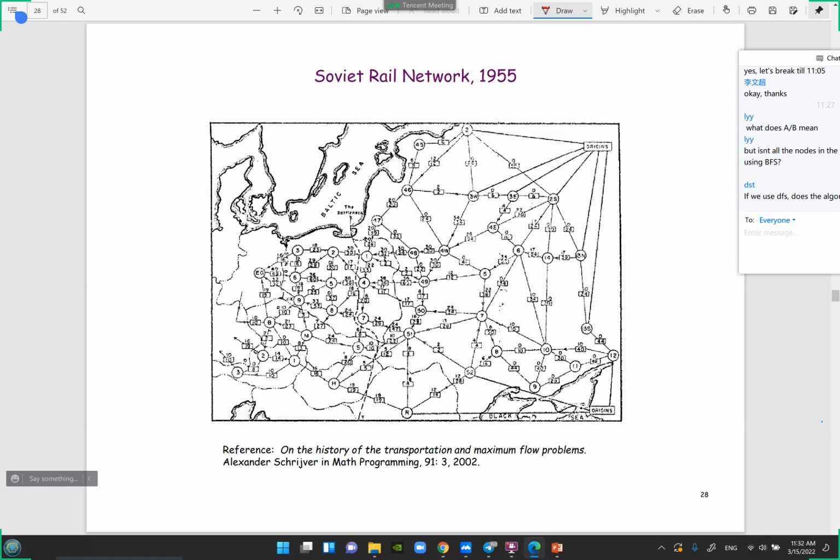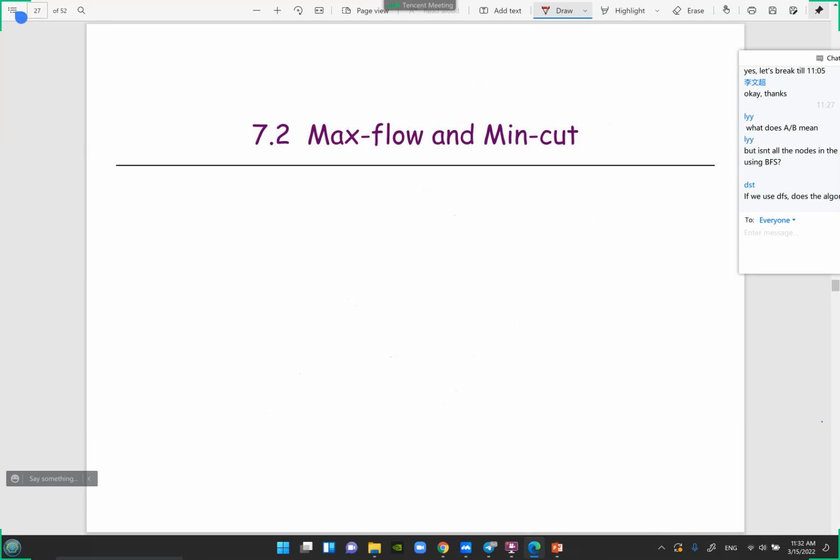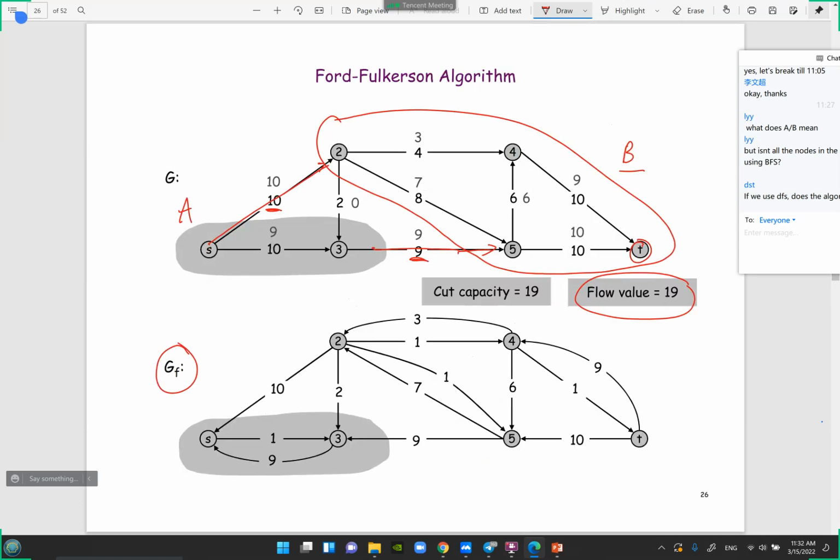All right. So let's try to continue with this. So we just talked about max flows, right? And currently we have this Ford-Fulkerson algorithm, and I've claimed several times that it finds a maximum flow, right? But I haven't proven that to you.